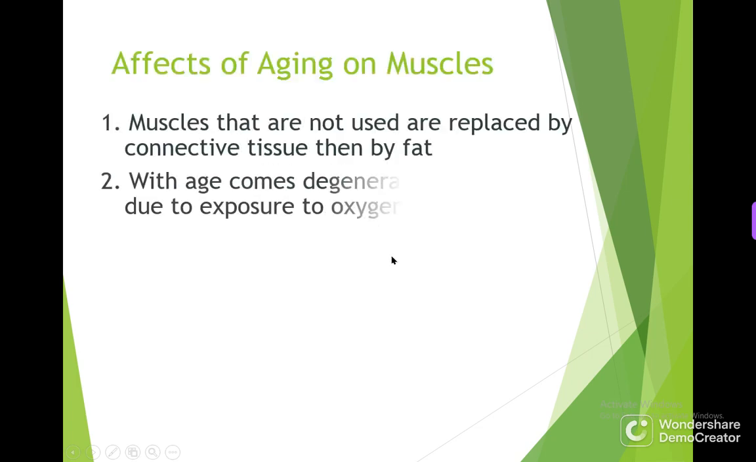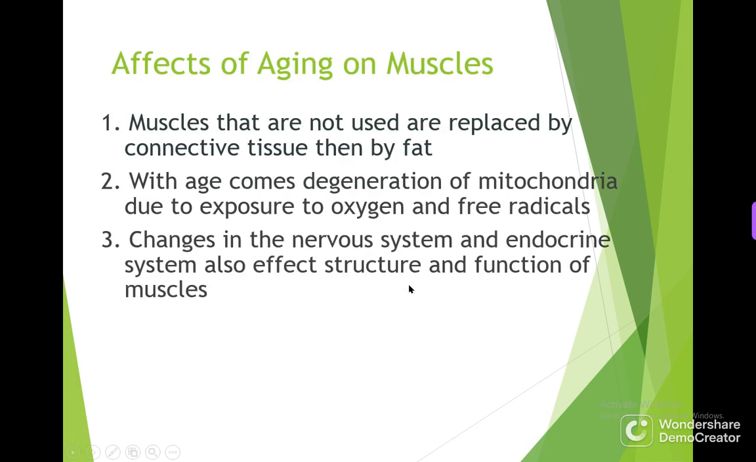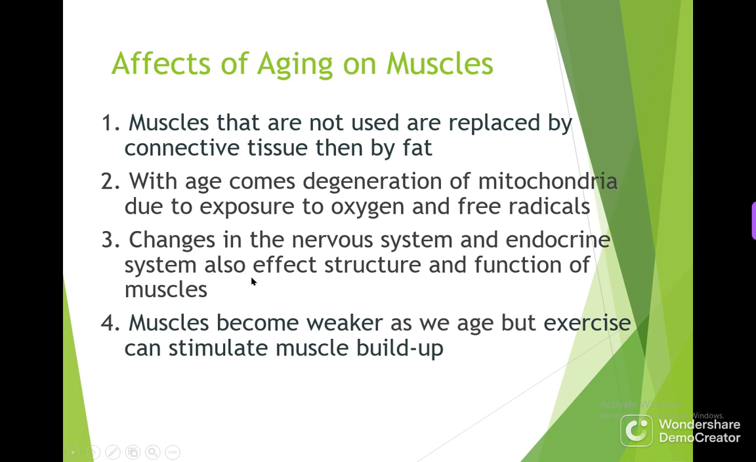Now coming here, this is how age affects the nervous system and endocrine system, and affects structure and function of the muscle, because their activity is also reduced. Muscles become weaker as we age, but exercise can stimulate muscle build-up. If you keep exercising at 50, 60, 70, 75, it will not be affected much. Activity is going on, the function is going on, it is not affected by dystrophy or atrophy or calcification of the muscles.